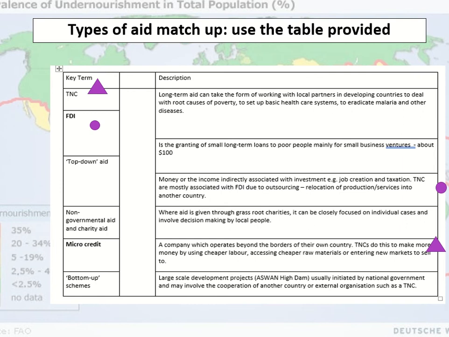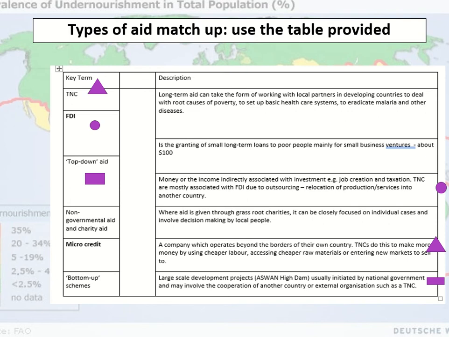So TNCs and FDI are two things strongly linked. TNCs are the big companies, and FDI is money they basically invest into other countries so they can get some money back. Foreign direct investment. An investment is money back on what you're spending. Top-down aid is the bottom one there.